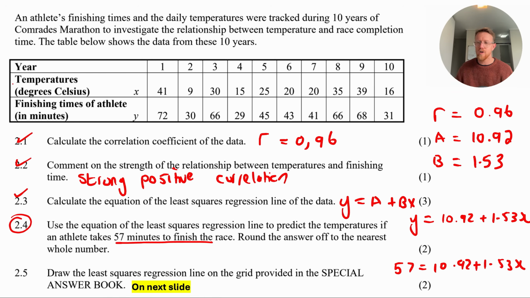And so here you're just going to solve for x. So I'm going to take the 10.92 over to the left, and then I'm going to divide the answer by 1.53, and you should get 30.12. Oh, it says round your answer to the nearest whole number. So you originally get 30.12, but if you round that to the nearest whole number, that'll be 30, and that would be in degrees Celsius, the way that they wrote it.